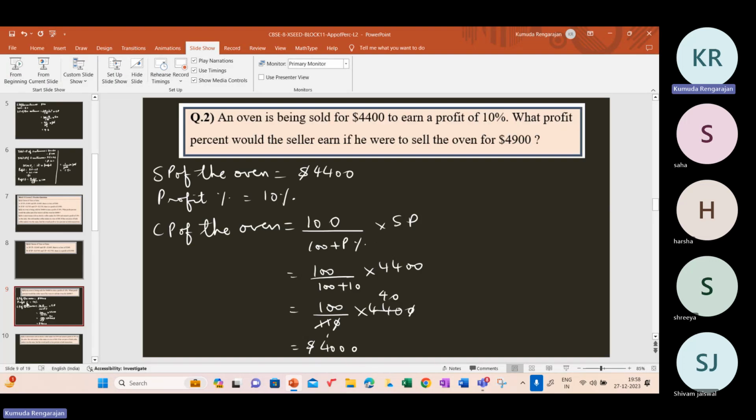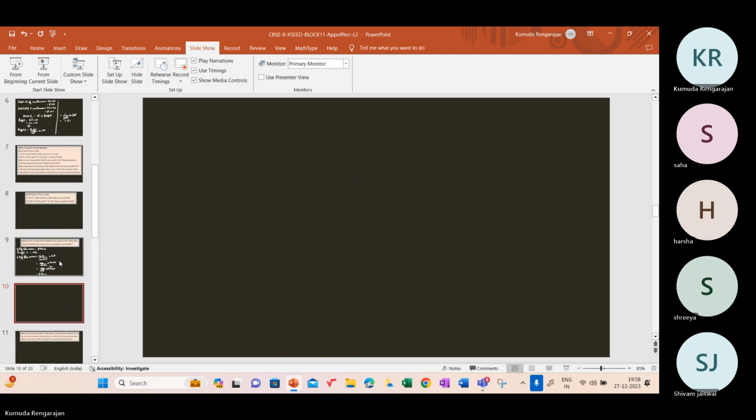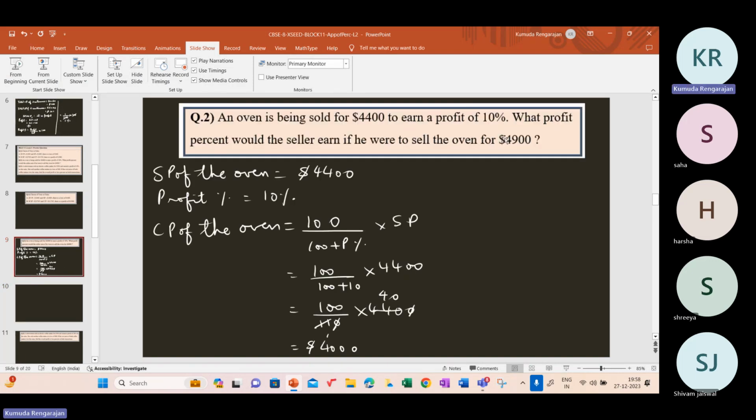So here you'll have to find the profit percent. What profit percent would the seller earn? So you'll have to find the profit percent.